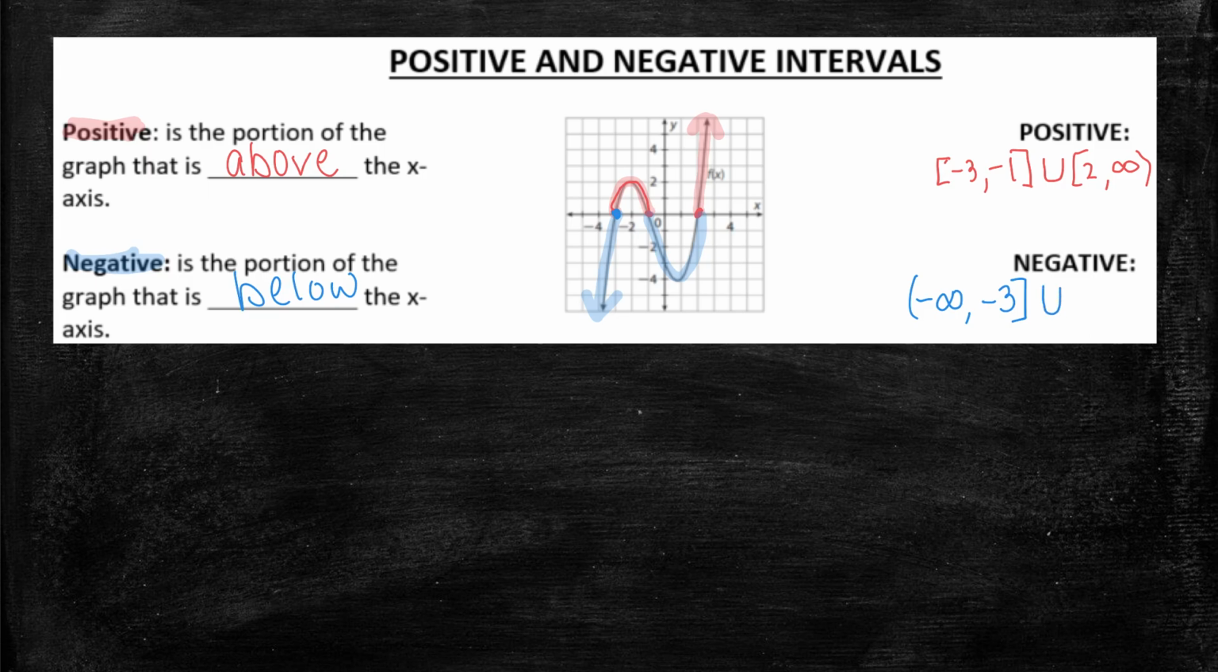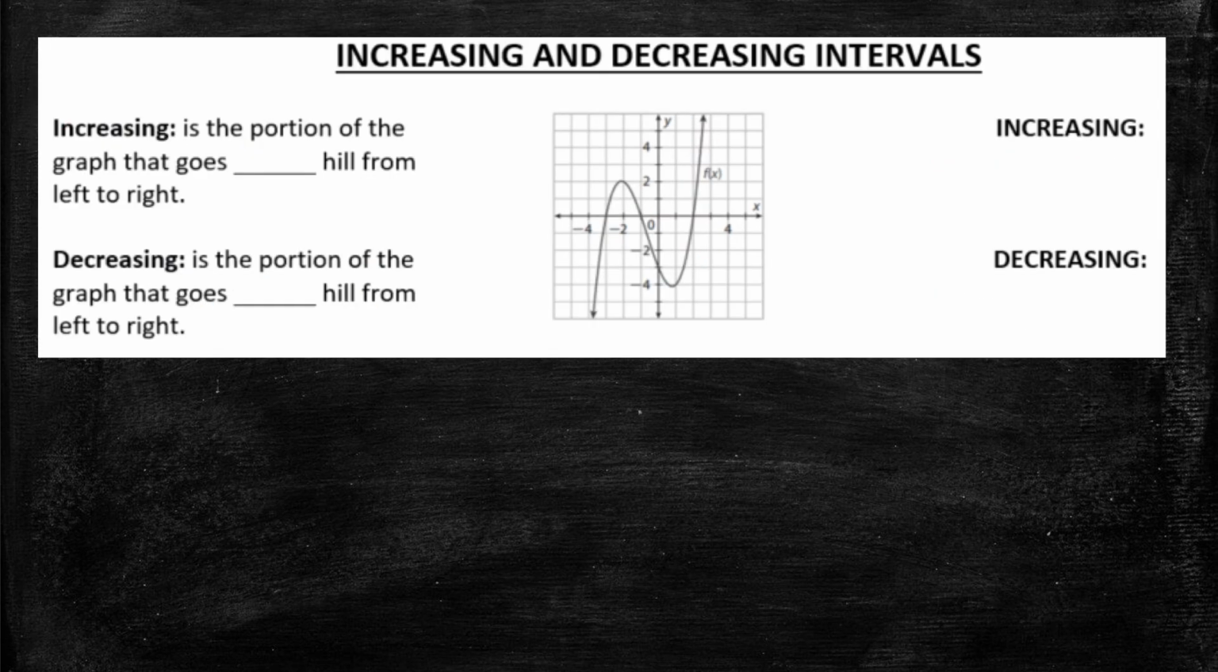And so union, we also have from -1 all the way to 2. And those are both brackets since we have solid points at those points. Okay, so positive interval is above the x-axis, negative interval is below. All right, positive and negative sometimes gets confused with increasing and decreasing.